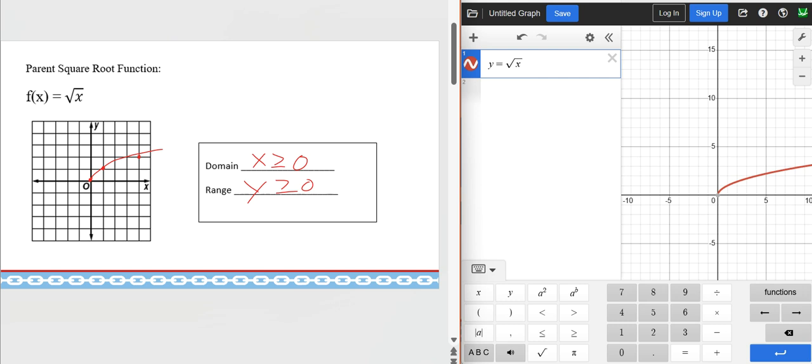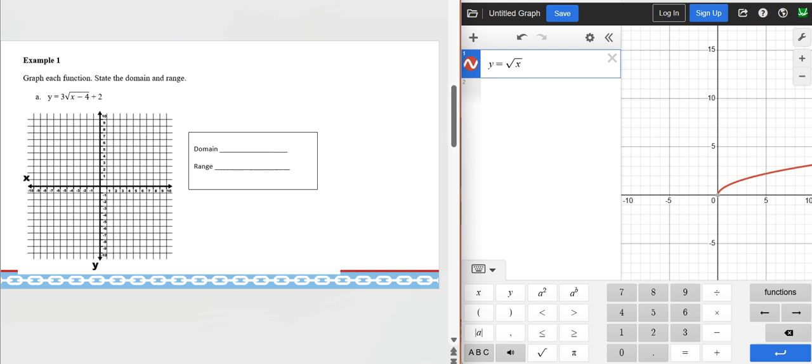For our first example then, right, we have a more complex function that we are looking at. And again, I am just going to graph it, right? So I'm going to modify here. I'm going to have 3, and then under the radical, I'm going to have x minus 4, and then plus 2. So I'm going to hit the over arrow to get out from underneath the radical. And what that did is it shifted my starting point over right 4 up 2.